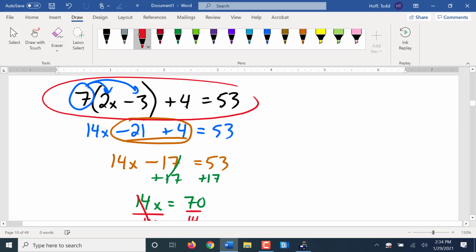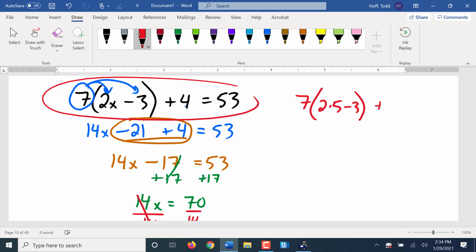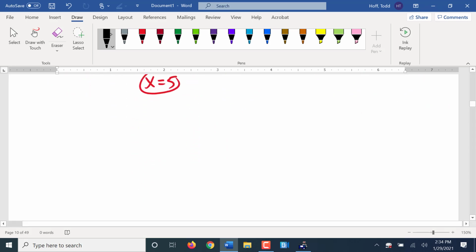Now, I haven't done it these last couple of examples, but like I said, you could always go back here and say, okay, if x is 5, that's 7 times 2 times 5 minus 3, plus 4 equals 53. Well, the right side is 53. We do our order of operations to make sure the left side is 53 as well. Of course, they can get worse than that.